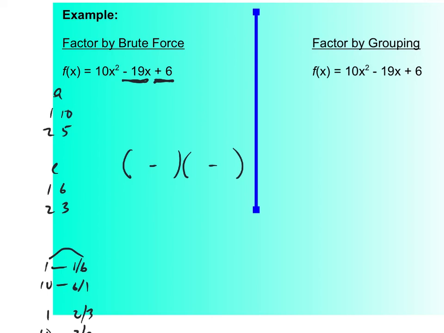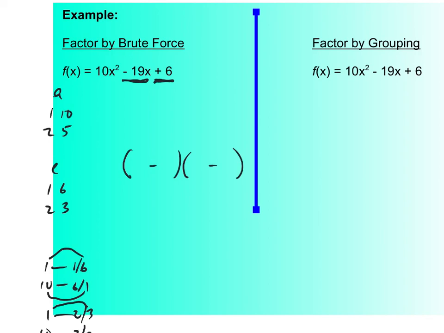1 and 6 is 6, 10 and 1 is 10, 10 and 6 is 16. That's just not enough. 1 and 2 is 2, 10 and 3 is 30. No, that's not going to work. 10 and 2 is 20. 1 and 3 is 3, so that's 23. Again, they're both going to be negative, so that'd be negative 23.